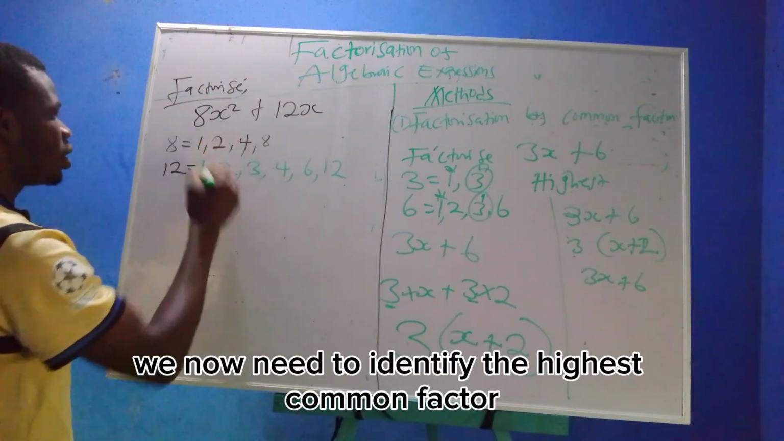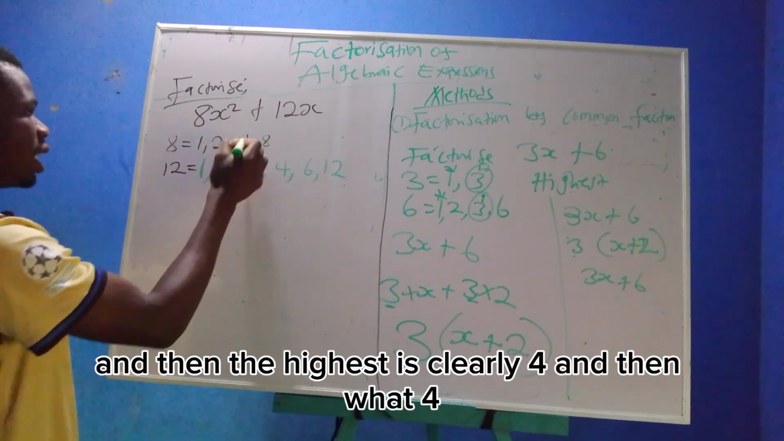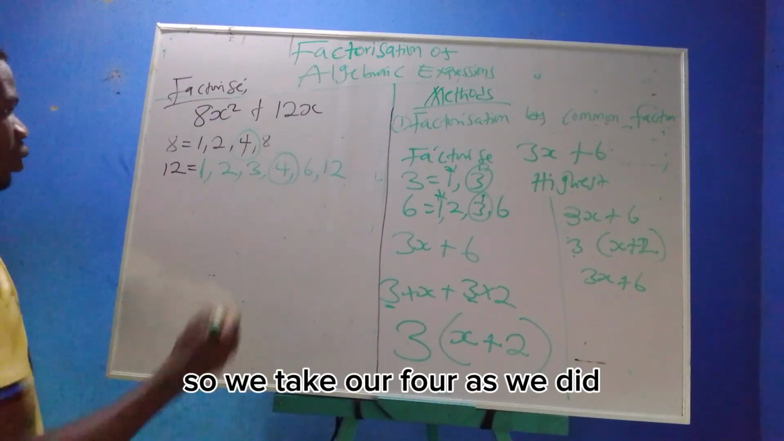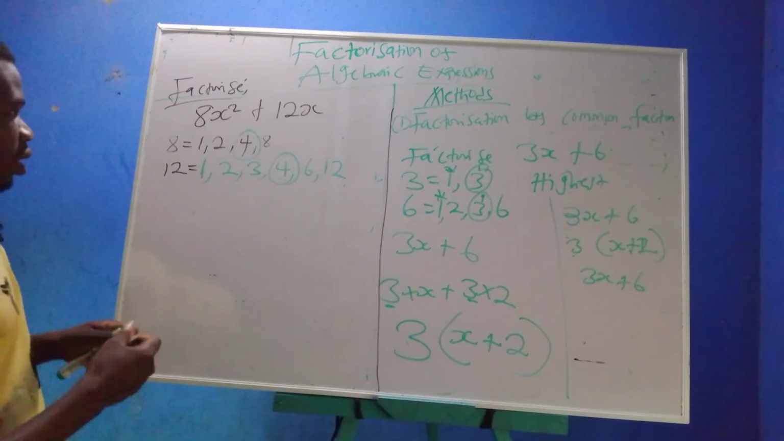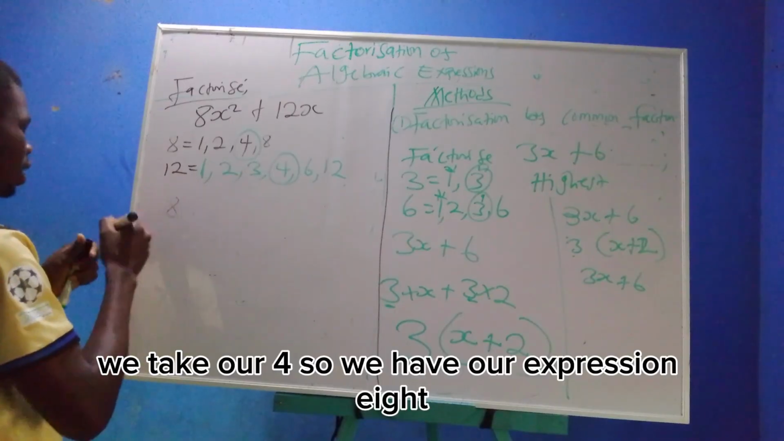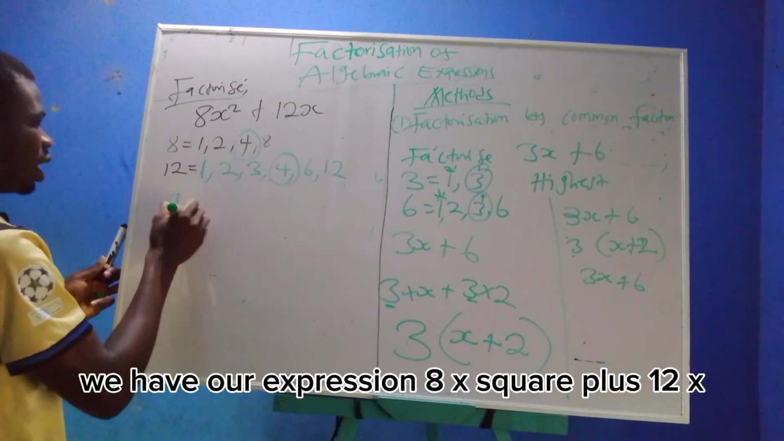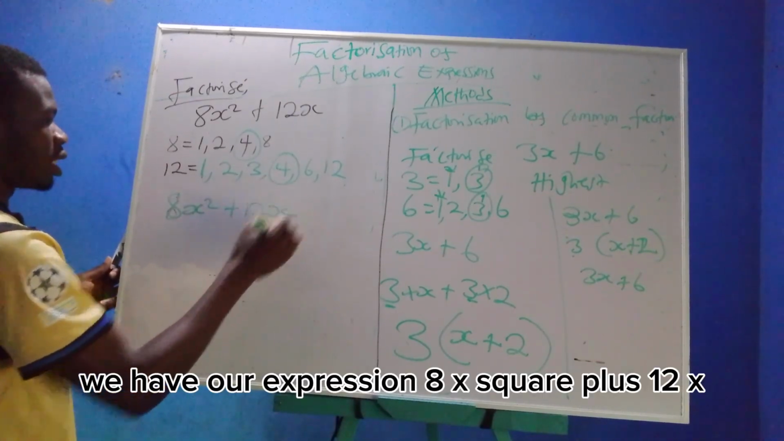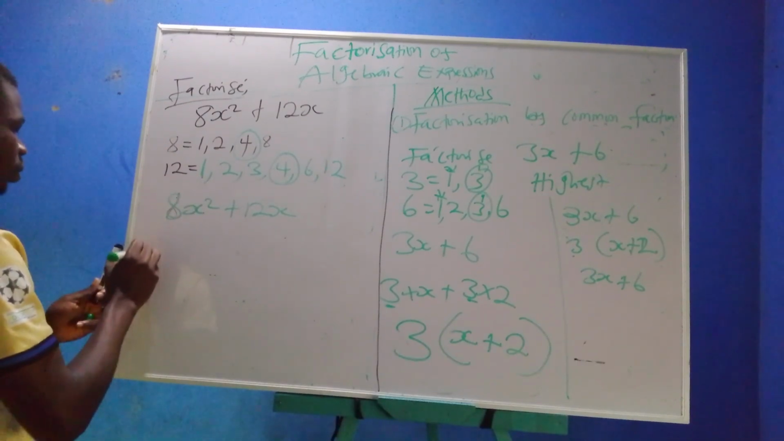Now we need to identify the highest common factor among these two numbers. And the highest is clearly 4. So we take our 4 as we did. We have our expression 8x squared plus 12x. Our highest common factor numerically is 4.